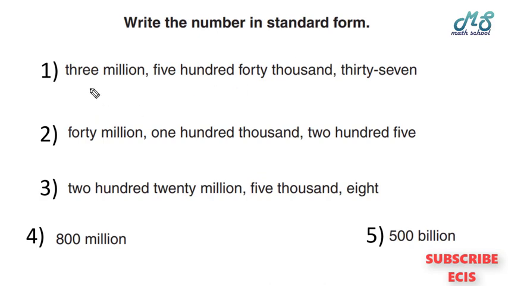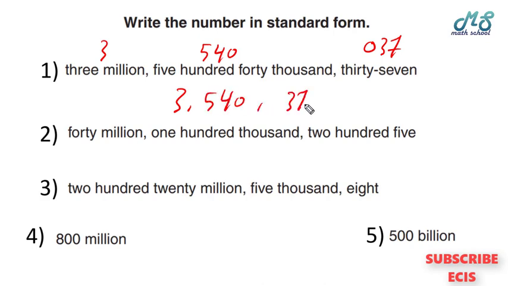Number 1, 3,540,037. We have 3 periods. In the millions period, we have 3 million. Just write 3. 540,000: in thousands, we have 540. Just write 540. 37 in the ones period. You have to write 0 in the hundreds place. So the number is 3,540,037.